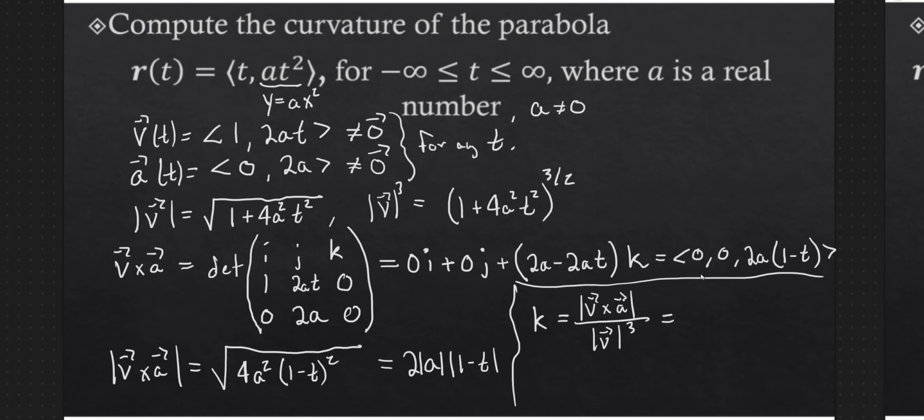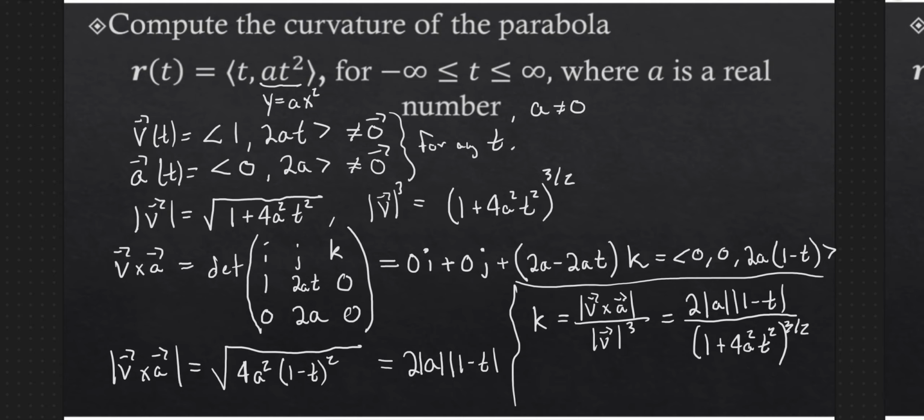So what we have here then is 2a(1 minus t) all over (1 plus 4a squared t squared) to the 3/2.